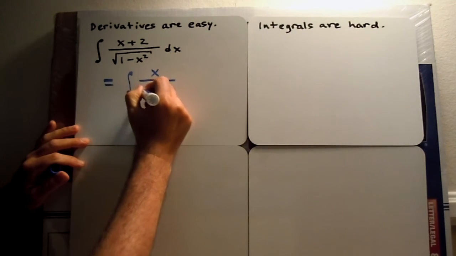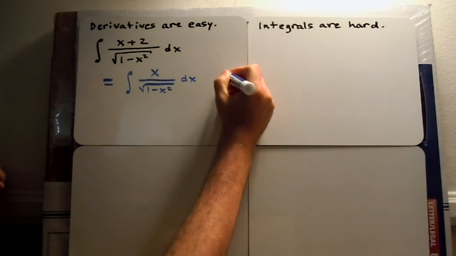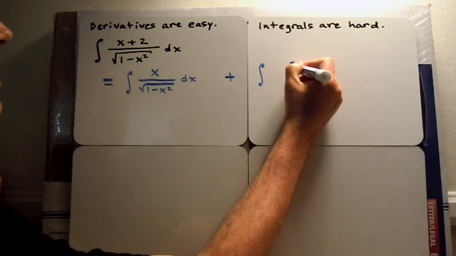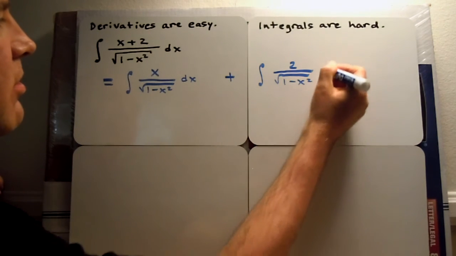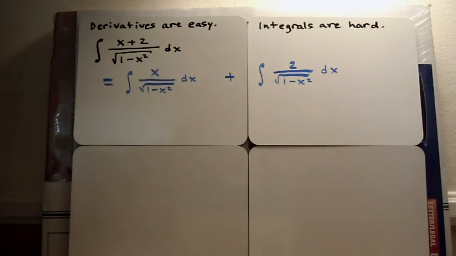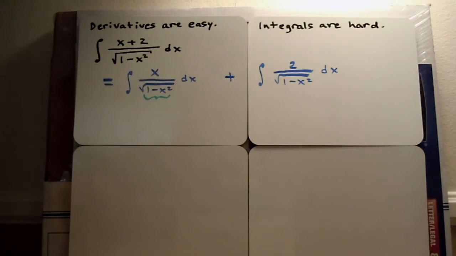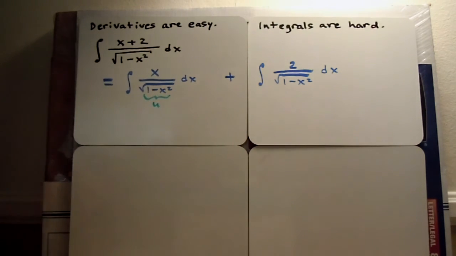X over square root of 1 minus x squared dx, and then I'll just say plus, and I'll split it up into the second integral over here on the right. All right, for the first integral, we want to think through what form this is. Well, if we consider the square root of 1 minus x squared in the denominator, we can think of u as being just the 1 minus x squared.